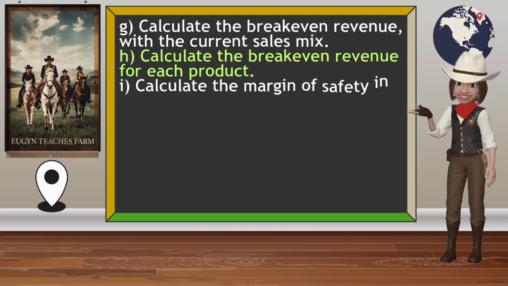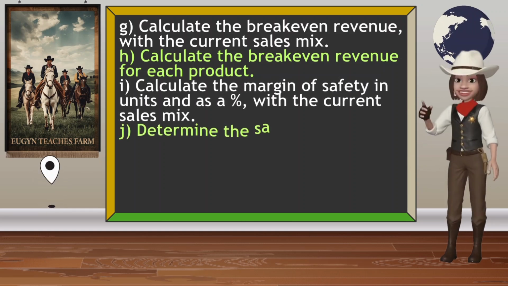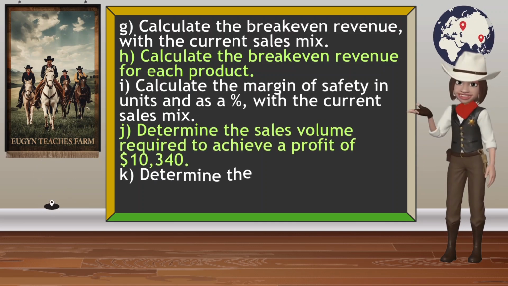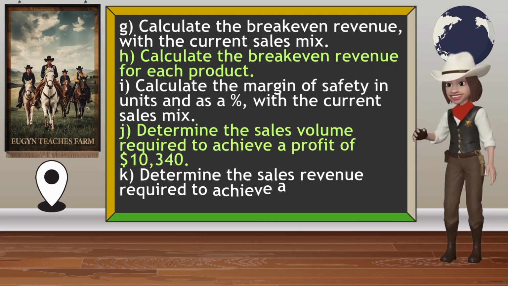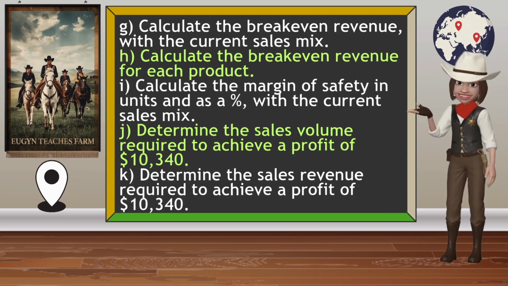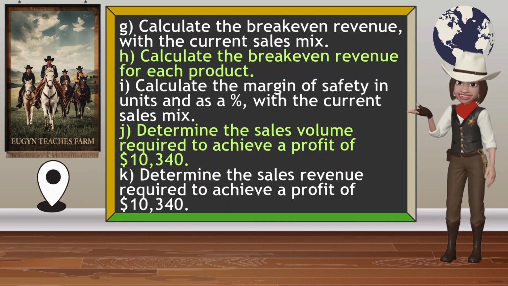I. Calculate the margin of safety in units and as a percentage with the current sales mix. J. Determine the sales volume required to achieve a profit of $10,340. K. Determine the sales revenue required to achieve a profit of $10,340.